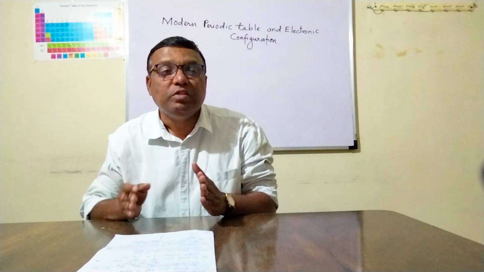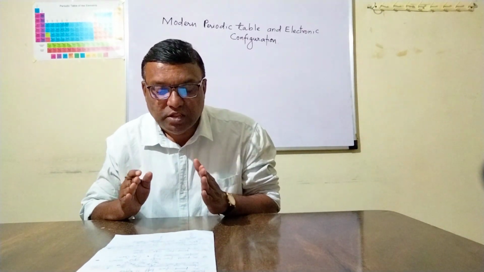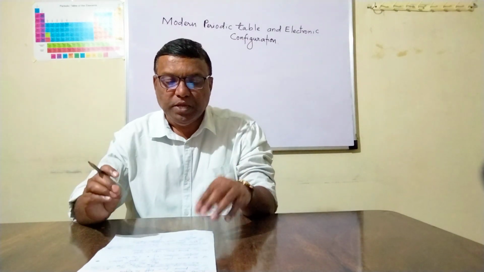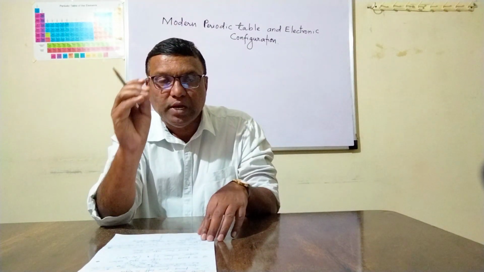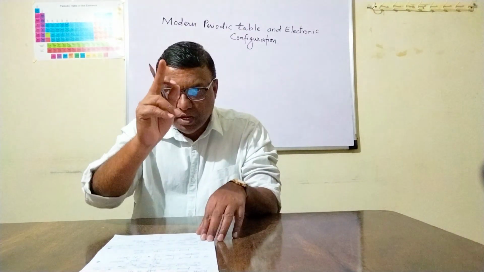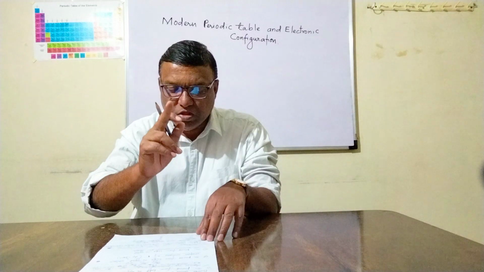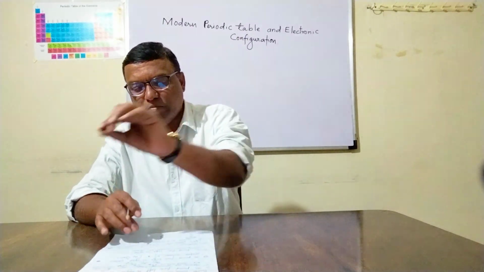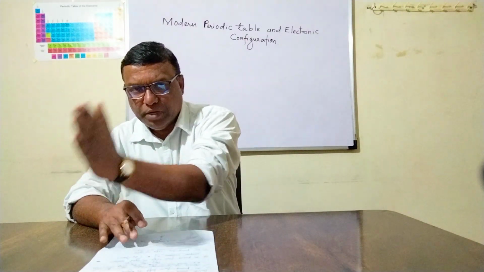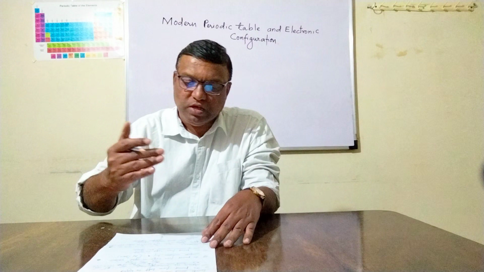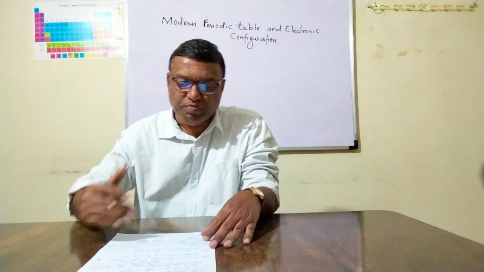What we are observing in this period, the important thing is that as we go from left to right in the period, the number of shells remains the same. With the help of sodium, magnesium, aluminium, silicon, we have seen this, and that is proved. With the help of the period number 3 example, I have given the explanation.